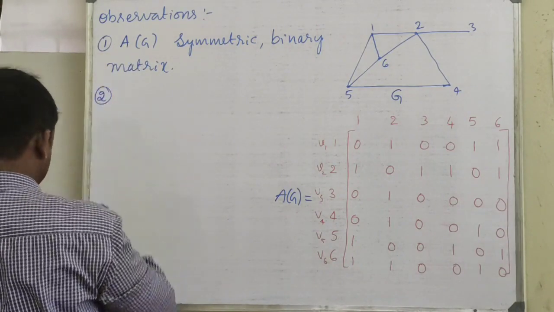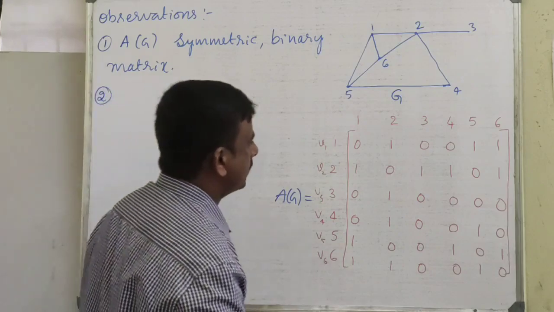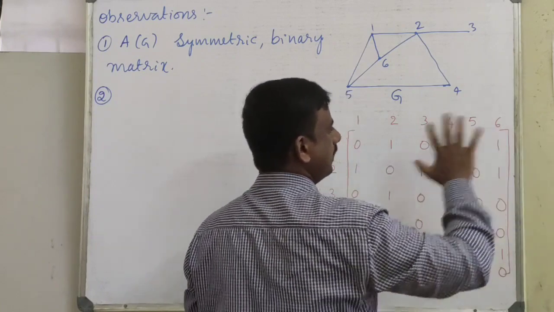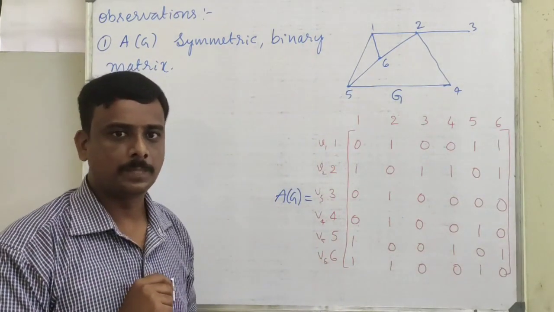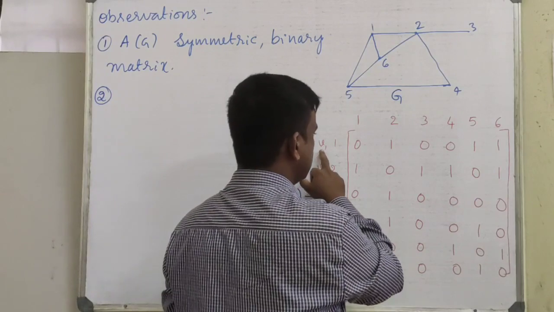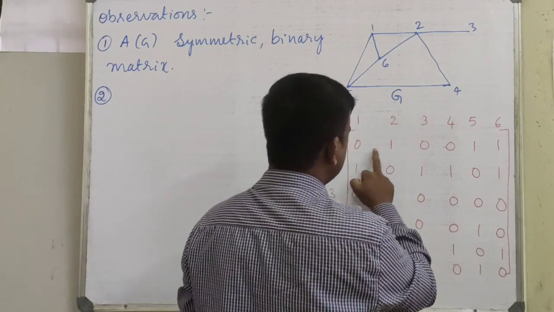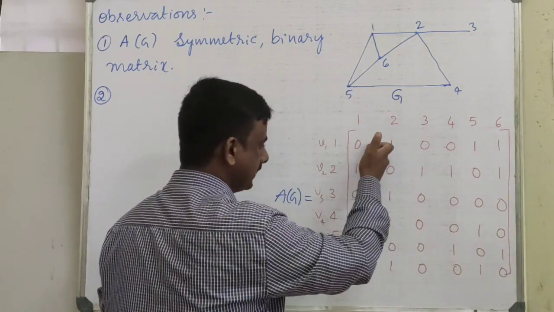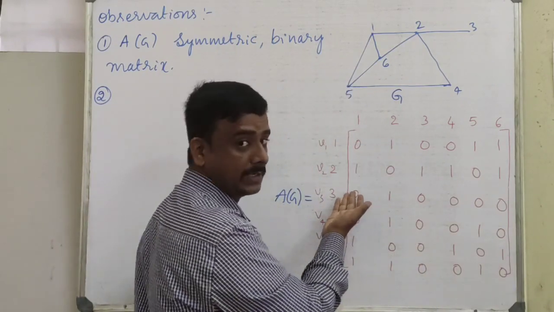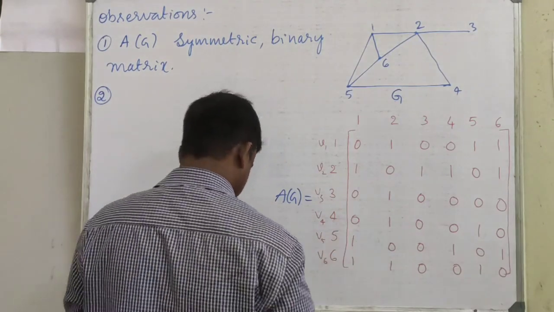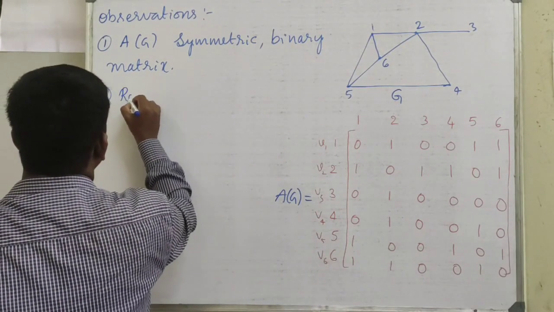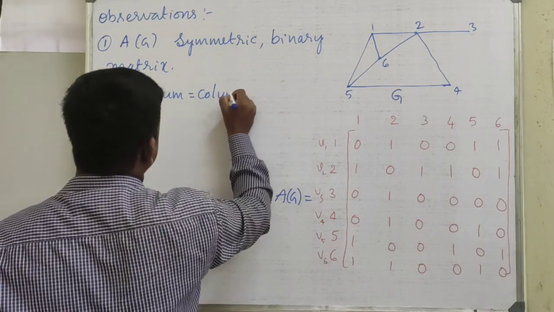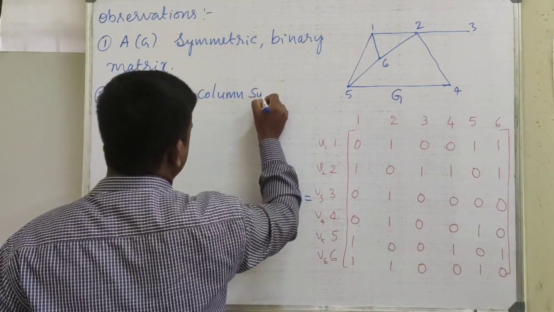Second observation: if you count the number of ones here, or if you just add all the elements in a row, V1, this row I am considering, if you add all these, 1, 2, 3. Similarly, if you add these entries, it is symmetric, so definitely you must have the same entries. So, row sum must be equal to column sum because the matrix is symmetric.